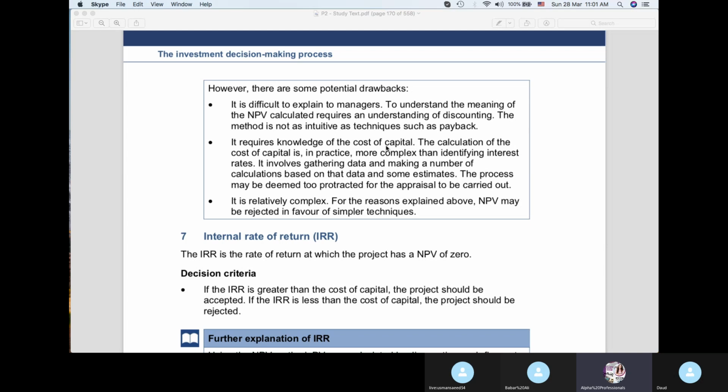You are sure about the cost of your debt, but determining the required rate of return by your shareholders is a complex task. So that would be more dependent on your perception rather than the practical ground realities. But there are certain tools and techniques which could be deployed to determine the required rate of return by the shareholder. It is relatively complex for the reason explained above. NPV may be rejected in favor of simpler techniques.